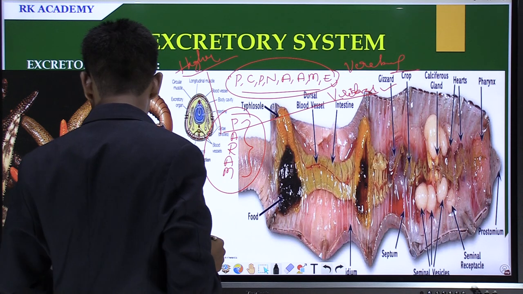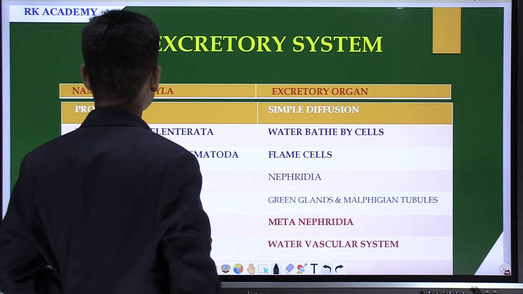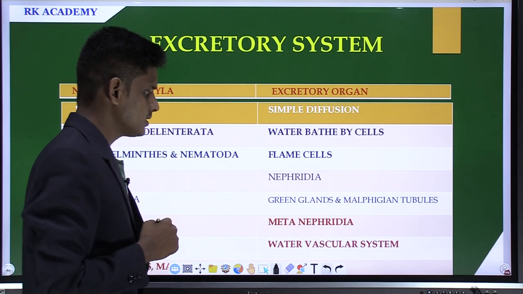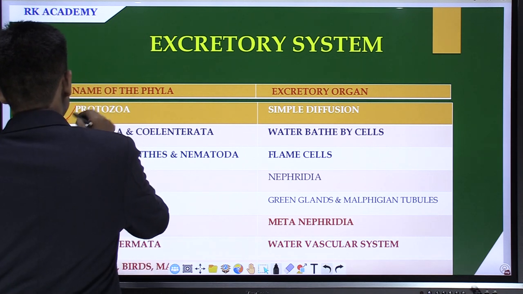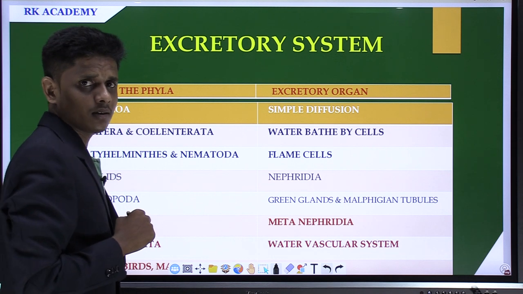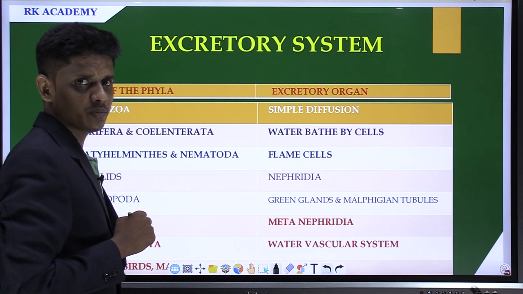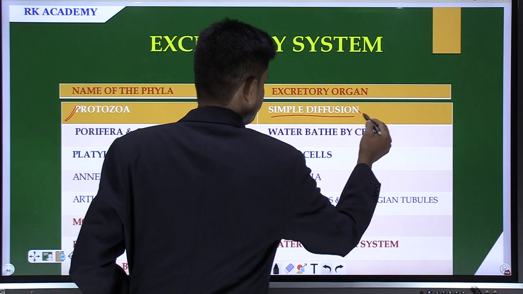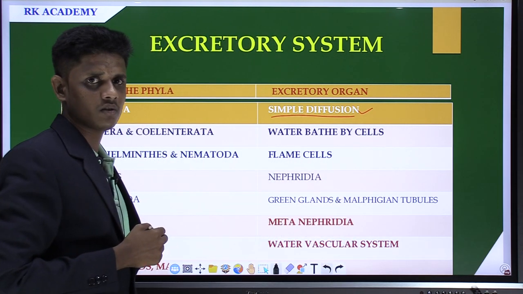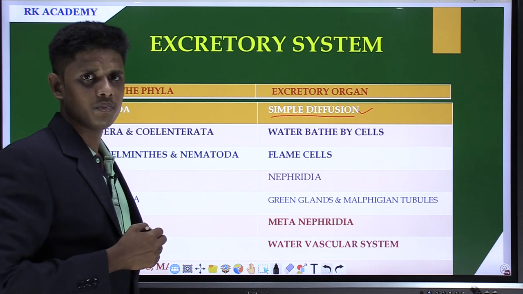Yes, we come to the next one. The name of the phyla and the excretory organ is given here. See, have a look here. In the protozoa, whatever waste materials are there, they can excrete by simple diffusion. Diffusion means movement from higher pressure to lower pressure. This is called simple diffusion.